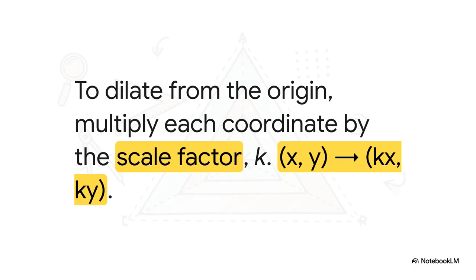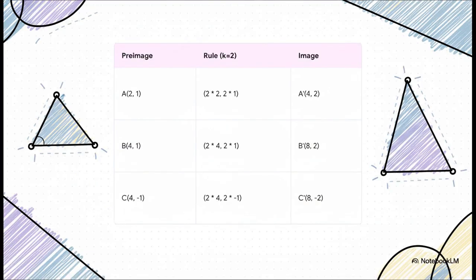And here it is, the magic formula. And it is so simple, you're going to love it. To dilate any point, all you have to do is multiply its x and y coordinates by your scale factor k. That's literally it. So let's try it with a scale factor of 2. We want to double the size of our triangle. We just apply that simple rule to each corner.